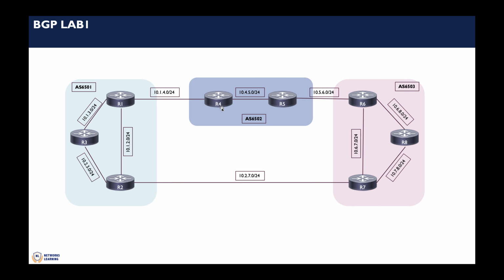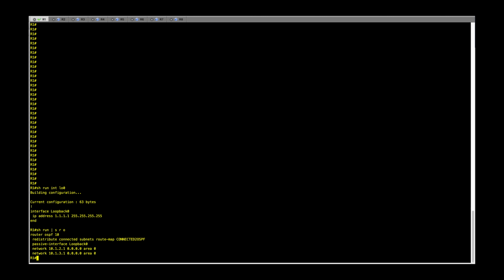So for BGP, we will start off with AS6501, where we will configure iBGP between R1 and R3, and R1 and R2. Before we start the configuration, there's a few things that I would like to check first. I'm on router 1, and I would like to check what is my loopback on this router. So it's 1.1.1.1. I will also like to check what is the OSPF config and which interfaces are actually advertised, so which interfaces are part of OSPF in this particular case. I can see that 10.1.2.1, 10.1.3.1, these are the links from router 1 towards router 2 and 3, as well as the loopback, which is advertised under the passive interface.